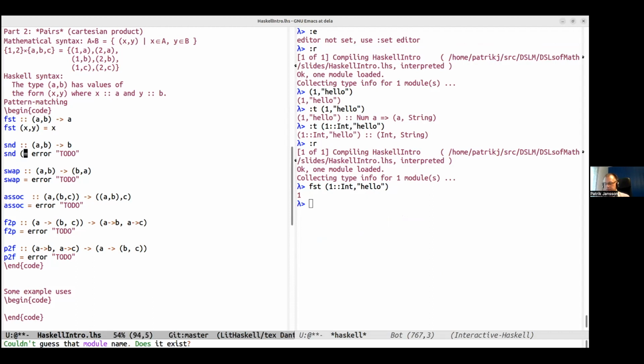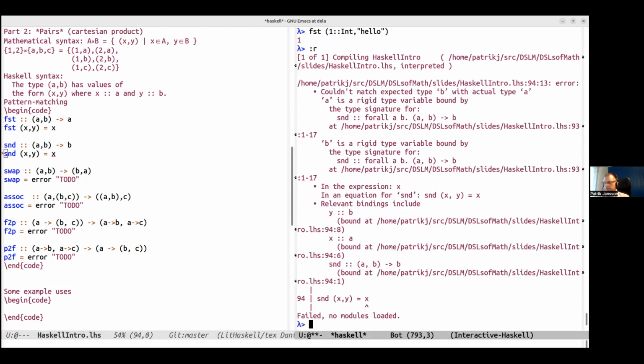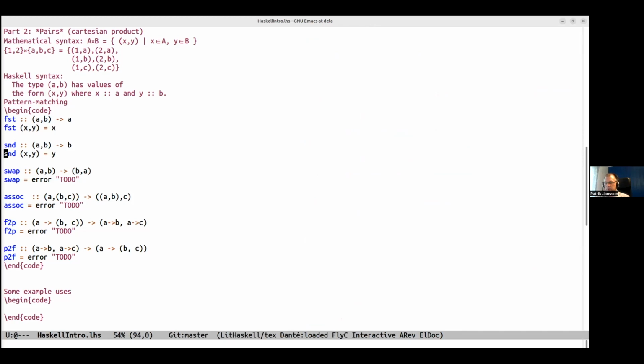And given that, it's not very surprising to see that we can also implement the other component. If we accidentally would write X here and try to load it, it will say, well, couldn't match expected type B with actual type A. And then it gives lots of suggestions for what to do about it. So this really has to be Y.